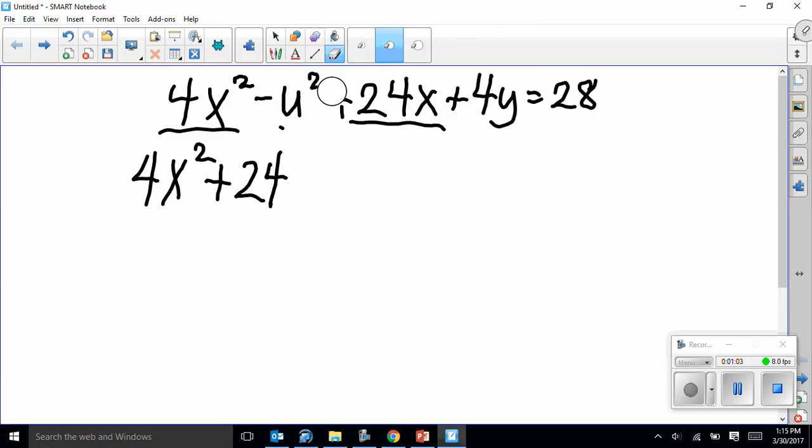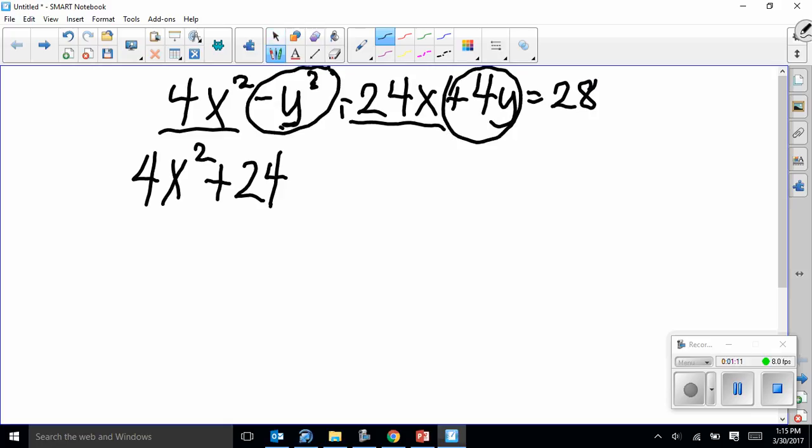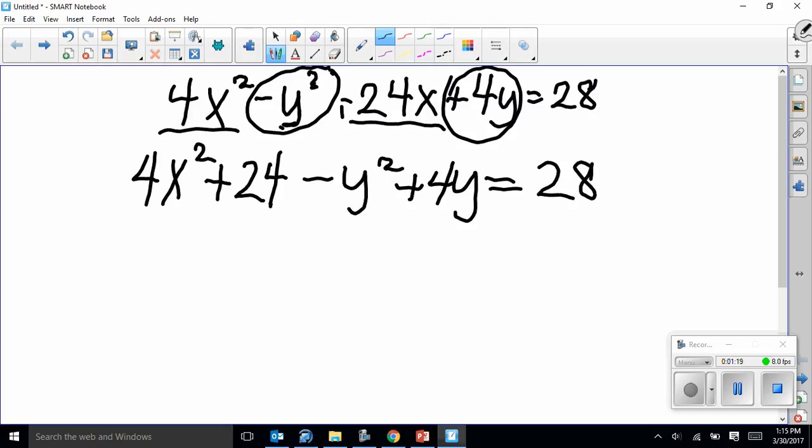And then, so grouping our y's. And then we'll leave the 28 on the right side. Now, with the hyperbola, because we have that minus, it's either x minus or y minus. Since we have a negative in front of a y, it's going to be the y minus. So that's the horizontal, right?